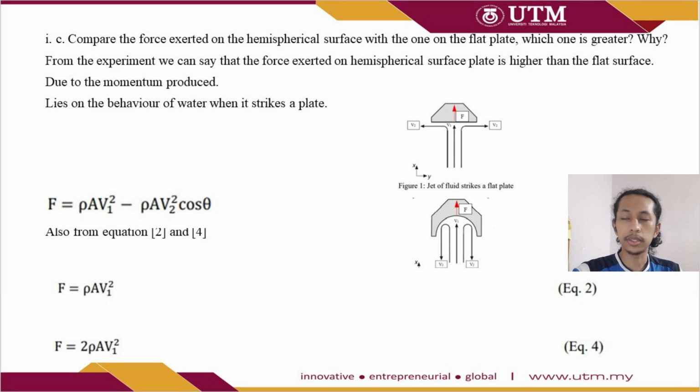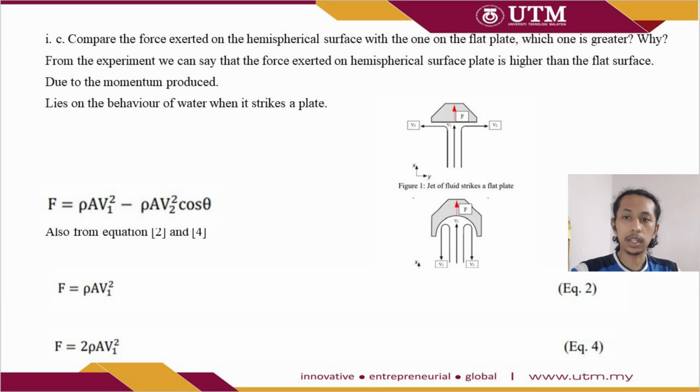For discussion part 1c, we are asked to compare the force exerted on the hemispherical surface with that on the flat plate, and which one is greater. From this experiment, we can say that the force exerted on the hemispherical surface is higher than on the flat plate, and it is due to the momentum produced, which depends on the behavior of the water when it strikes the plate. When it strikes the plate, it forms a radial sheet which impinges on the inner wall of the surrounding cylinder, and then divides, with some of the water flowing down the cylinder wall and the rest of the water flowing upwards.